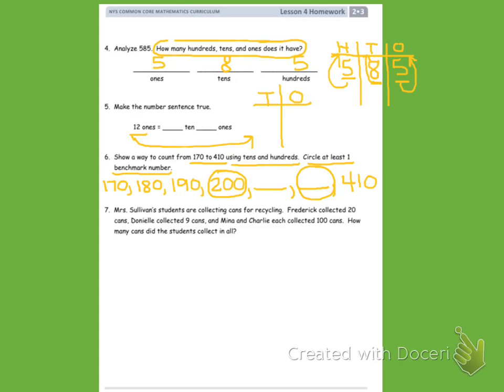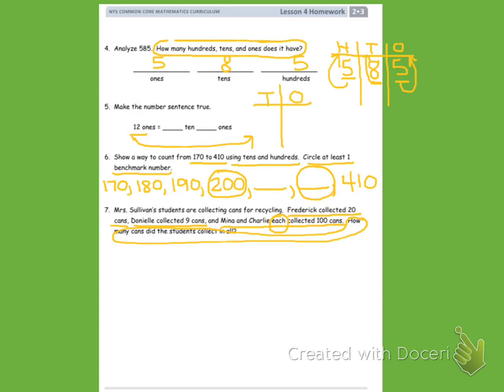Frederick collected 20 cans. That's important, so I better underline it. Danielle collected 9 cans. That's important too, so I better underline it. Mina and Charlie each collected 100 cans, so I better underline that one too. But I see another word in that section of the sentence that's super important, and that's the word each. So I think I better circle that to remind me that they each collected 100 cans. How many cans did the students collect in all? I'll circle that because it helps me remember to answer the question being asked.